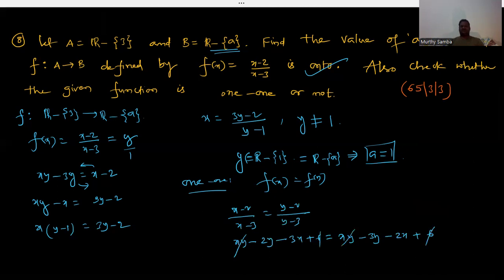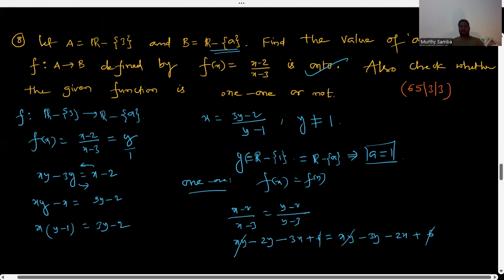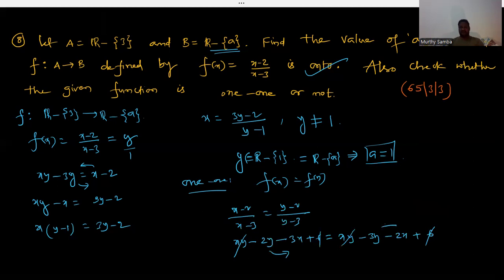This is minus 2y, minus 3y, right? So transpose minus 2y that side and x terms this side. Already minus 3x, this is plus 2x. So minus 3x plus 2x is equal to, this is minus 3y minus 2y will become plus 2y. So minus 3x plus 2x is equal to minus x is equal to minus y. It means x is equal to y. Therefore, it is a one-to-one function. Right? So this way, you can check whether this function is one-to-one function or not.